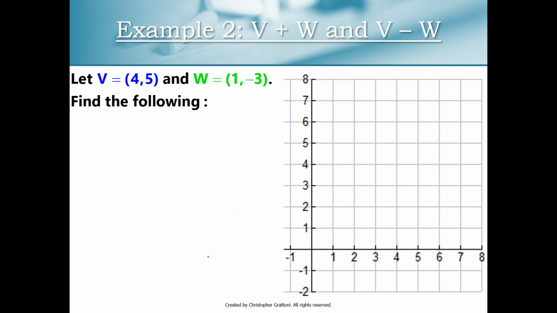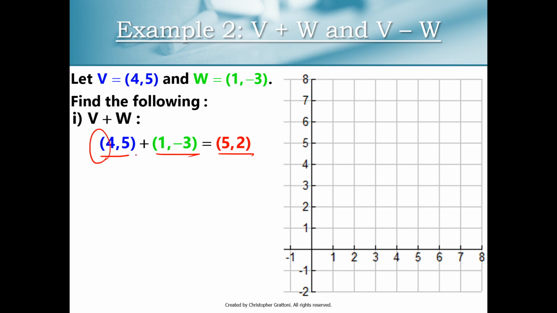I can review vector addition and subtraction real quickly. Vector addition is just component-wise when you do it algebraically. So if I have the vector 4, 5 plus the vector 1, -3, that gives me the vector 5, 2. Again, component-wise addition. 4 plus 1 is 5. 5 plus negative 3 is 2.